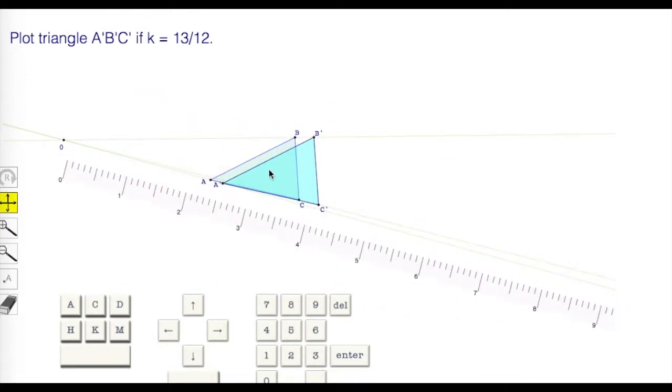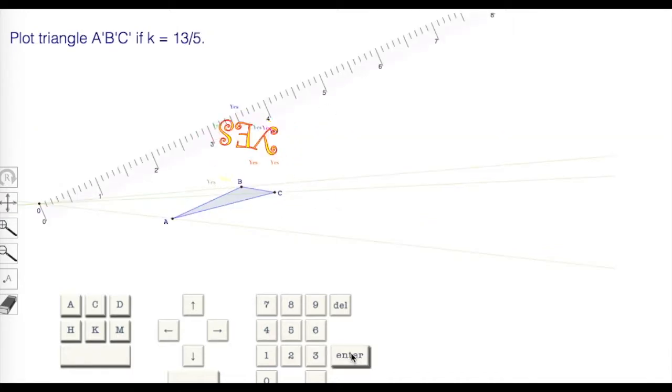I'm going to show you an easier way to answer a similar question. I'm just going to press enter. And of course it's right. Here's our ABC, and we want to plot triangle A prime, B prime, C prime if K is 13 divided by 5. And I'm going to show you an easier way.